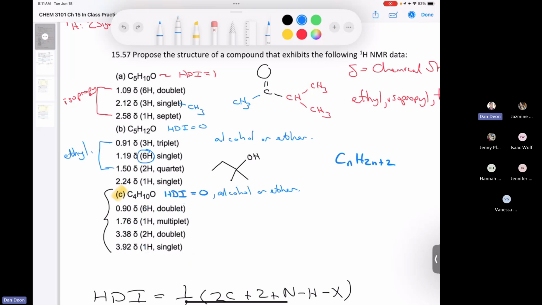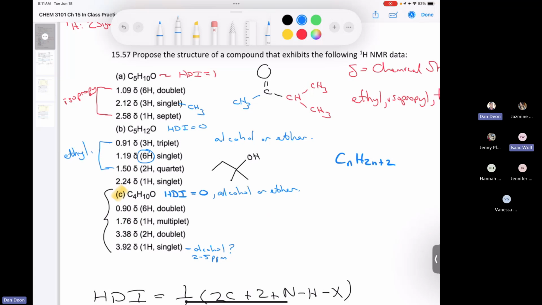And if we have a singlet that integrates for one proton, that's probably an alcohol. And if we don't have that, then it's probably an ether. And you notice that we have something around here. Okay, so we have this at 3.92 parts per million, a singlet that integrates for one proton. So I'll just put here alcohol with a question mark, right? Because alcohols come out between 2 to 5 parts per million. So that's a good candidate. Now let's take a look at the rest.